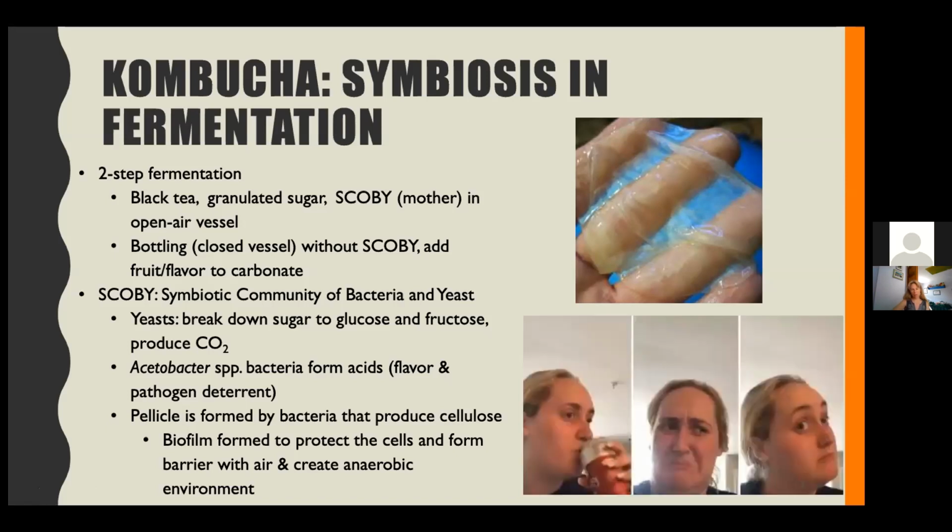And kombucha, a lot of people might not like it, might not have heard of it, but definitely I recommend giving it a try. It tastes good, and maybe even if you don't like the taste, it's kind of fun to play with the SCOBY and develop a microbiology experiment in your own house.